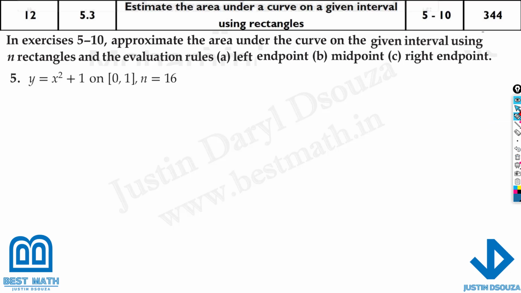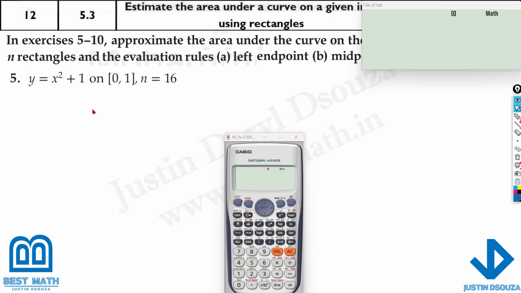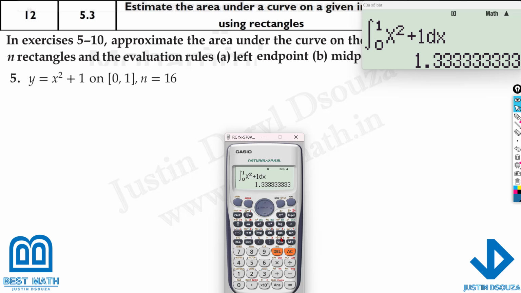And now let's look into the method to solve it in the calculator. Here you need to use the integral symbol. It's about integration, and the limits are also given. Let's put in x squared plus 1. And over here, the limit is from 0 to 1. The lower limit is always down, and the higher limit, the bigger number, is always up. Now, this n is ignored because we're using the calculator method, and the answer is 4 by 3 or 1.333.